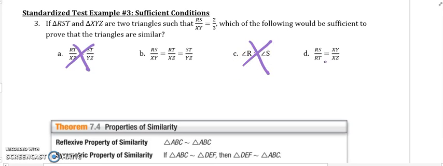Would it be enough to know that two sides are proportionate? Only if you had a congruent angle. So that's not enough information. Let's check and see. This could be SSS. Let's see if it's in the right order.